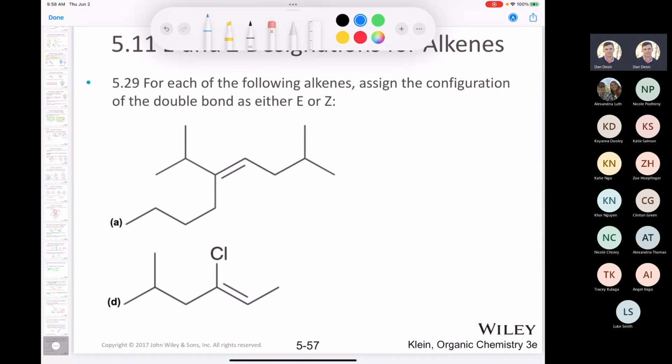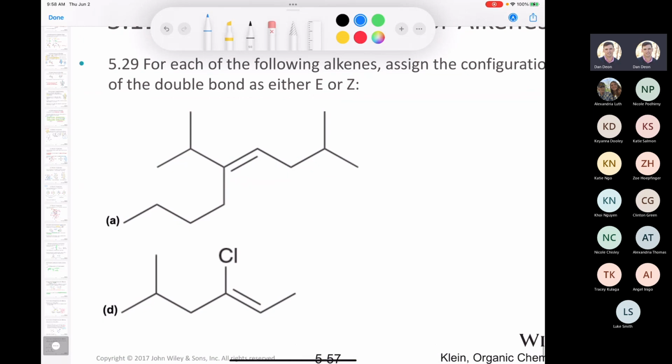Question 5.29 says, for each of the following alkenes, assign the configuration of the double bond as either E or Z. So let's see here. All right, let's take a look at the first one. Is this E or Z? Let's see. On this carbon in blue, we've got an isopropyl, and then we've got a butyl. And on this carbon in red, we've got a hydrogen, which isn't drawn. I'll put it in here. And then we have this isobutyl group.